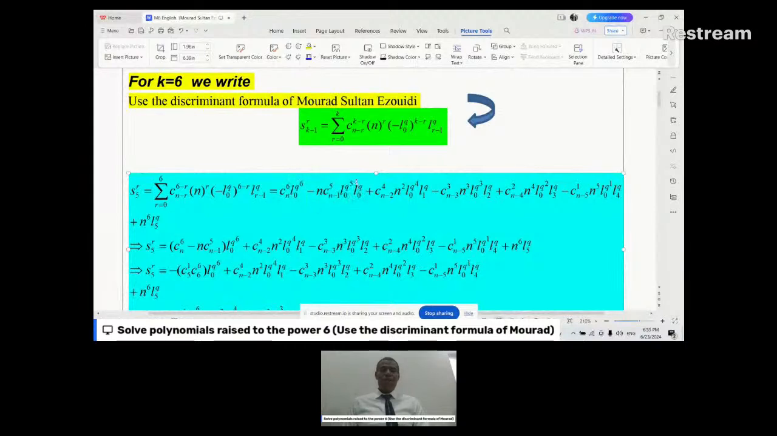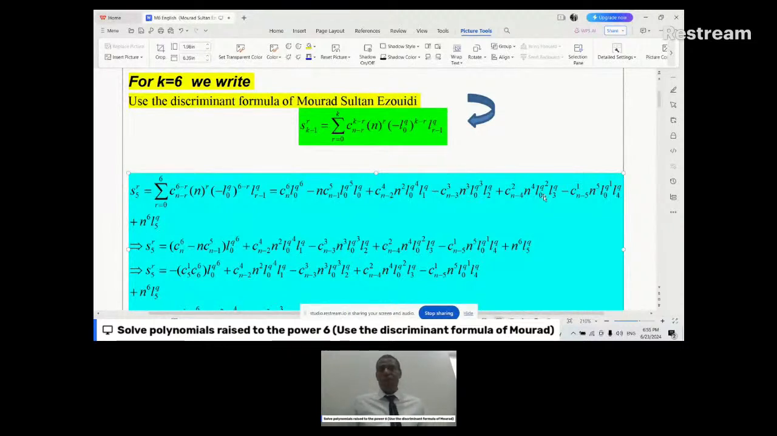This has as a common factor L0 for the q raised to the power 6. I will write here L0 for the q raised to the power 6 times, between parentheses, combination n choose 6 minus n combination n minus 1 choose 5. Okay, this and the rest has to be written as they are. You cannot simplify. Okay, just when you want to find the value of S5, just replace L0, L1, L2, L3, L4, L5 with their own values.